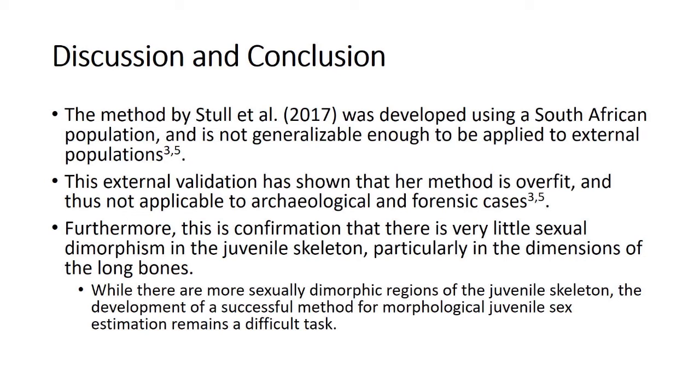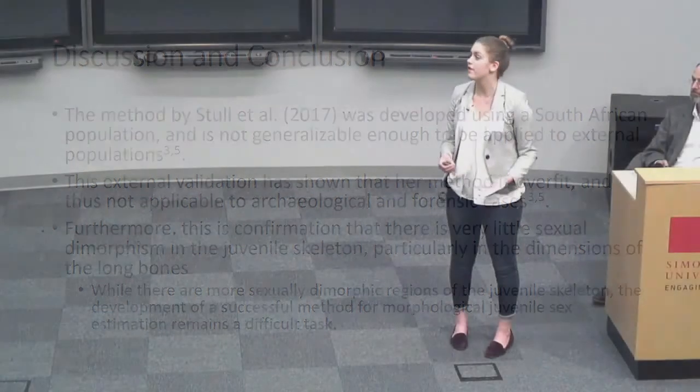This also shows that there is very little differences between boys and girls under the age of 13, which makes it very difficult to discern sex, particularly when using the long bones. While there are more sexually dimorphic features in the juvenile skeleton, methods that are correctly identifying sex are still being researched.